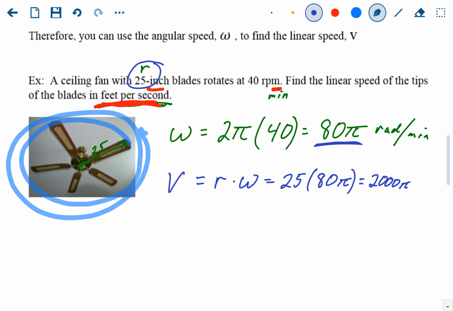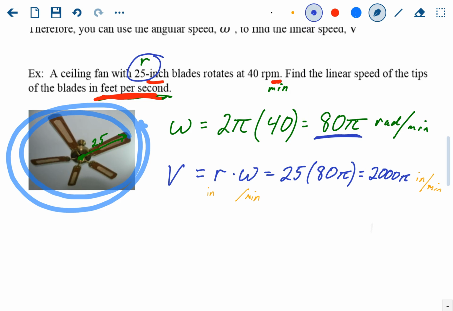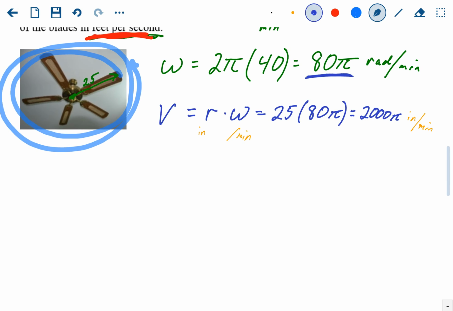Now our units for that, our radius was in inches, and then our angular speed was per minute. Now again, radians technically isn't a unit. So this is just inches per minute. We don't want inches per minute. We want feet per second. All right, so we're going to have to convert this.